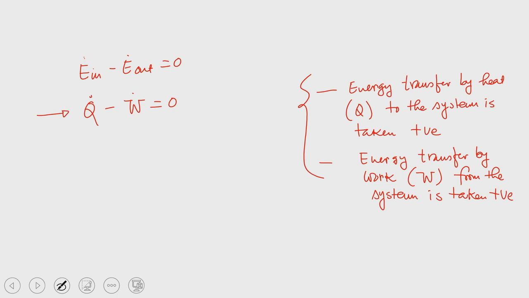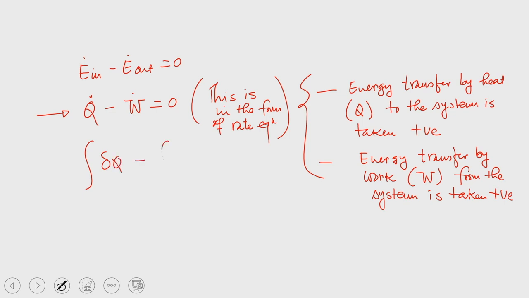So, this is the rate equation, this is in the form of a rate equation. So, what would be the total? If we integrate it over the cycle over time, then we will get the total. So, if we write it, delta Q minus delta W equal to 0.